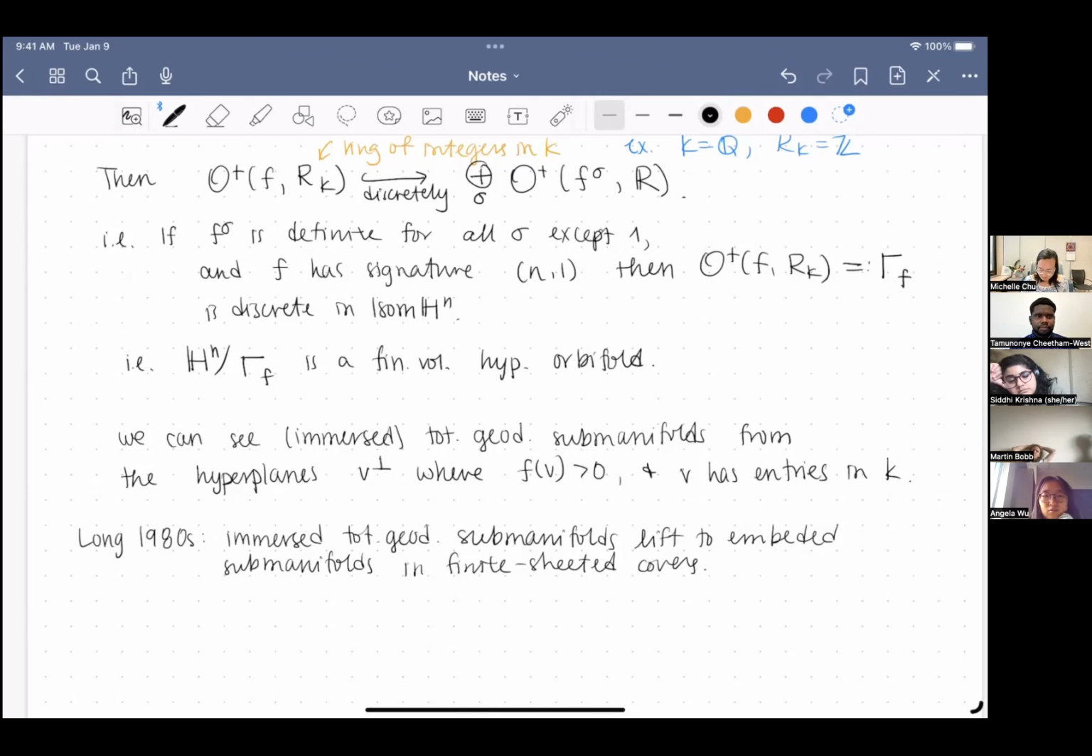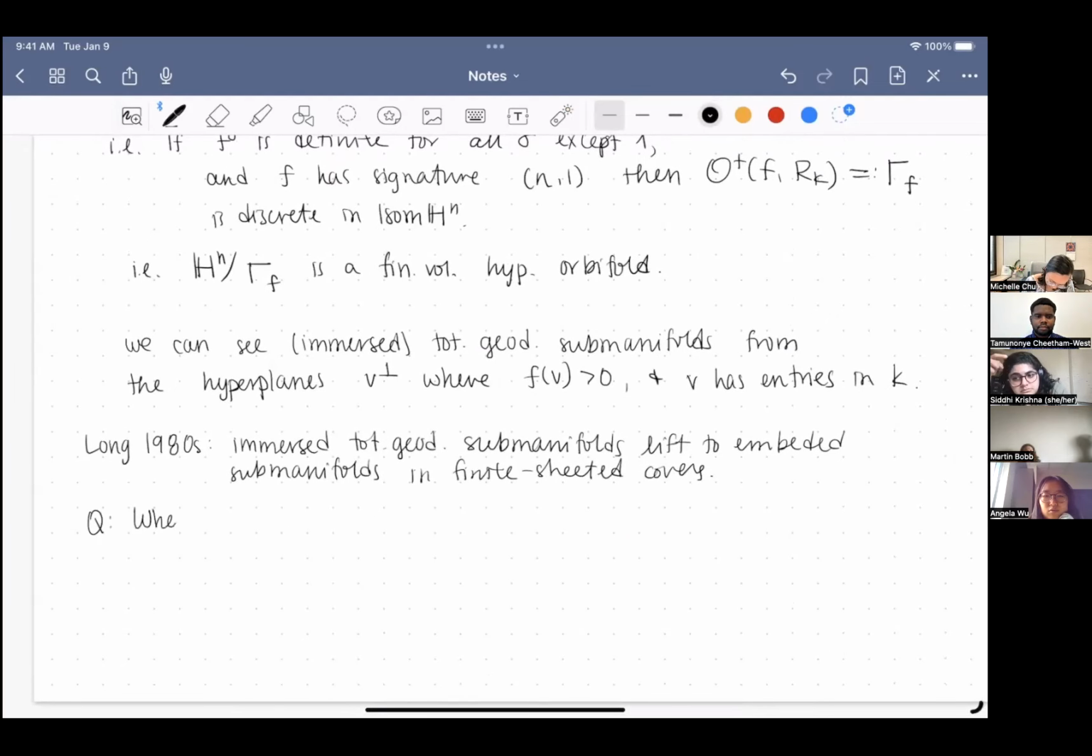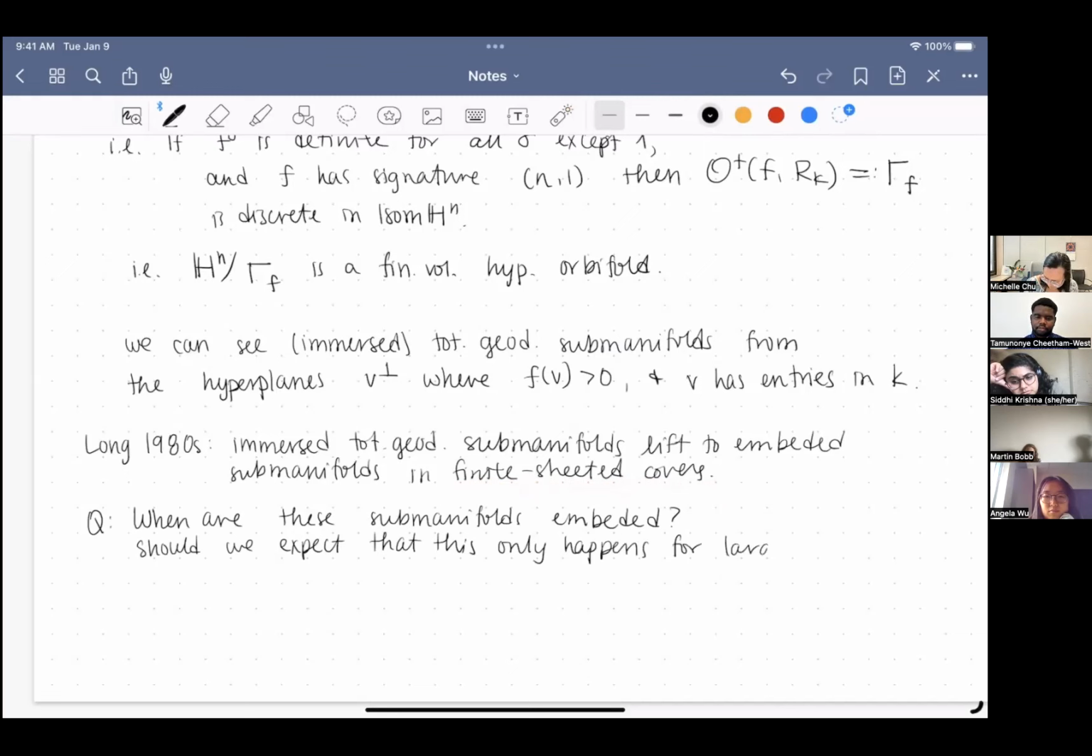Okay. But notice that you have to go to a finite sheeted cover to get this. So then we can ask the following question: when are these submanifolds embedded? And in particular, because it says that we have to go to a finite sheeted cover, whenever we do this, we're increasing the volume. So here's a sub-question to this. Should we expect that this only happens for large volume?